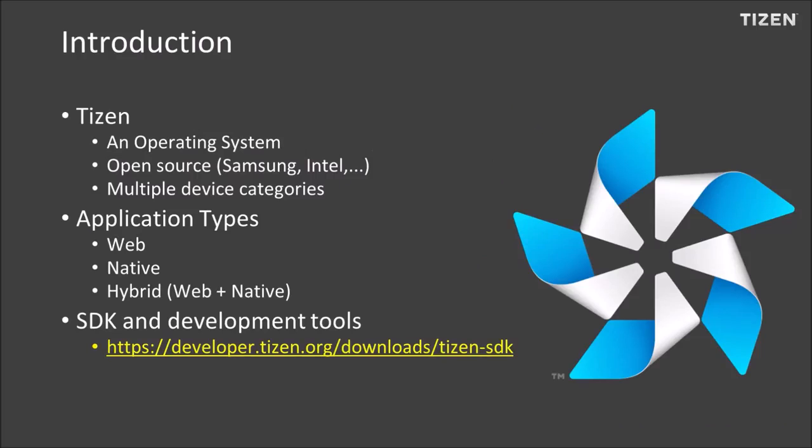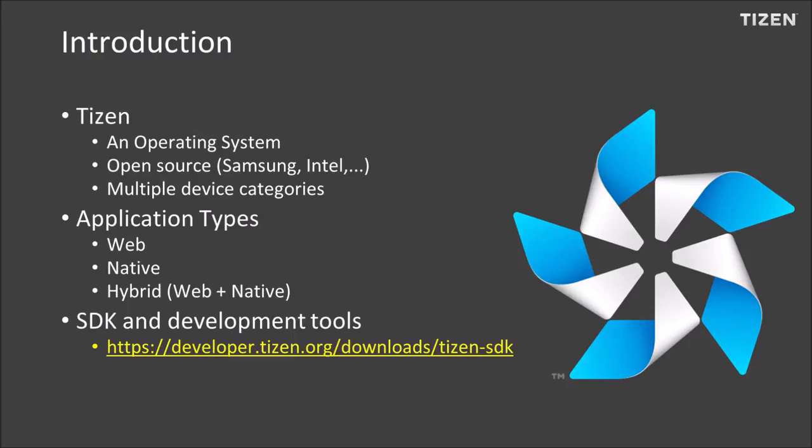Tizen is a Linux-based open source operating system capable of powering multiple device categories like mobile, wearables, television, and in-vehicle infotainment systems, to name a few. It is jointly developed by major technology companies like Samsung, Intel, and many more. Multiple devices like the Samsung Gear 2, Gear 2 Neo, and Gear S are based on Tizen and are already available to consumers.